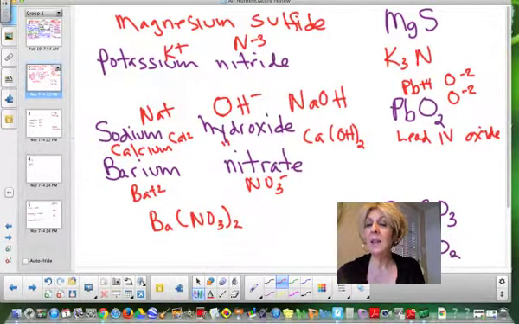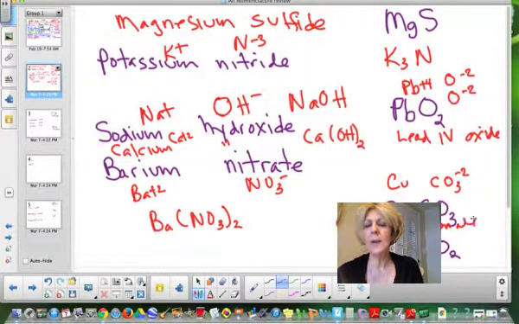This is copper carbonate. Copper is a transition metal, so I need to figure out the charge. Well, I know that carbonate has a -2 charge, and there is 1 copper there. So this must be copper 2 carbonate.